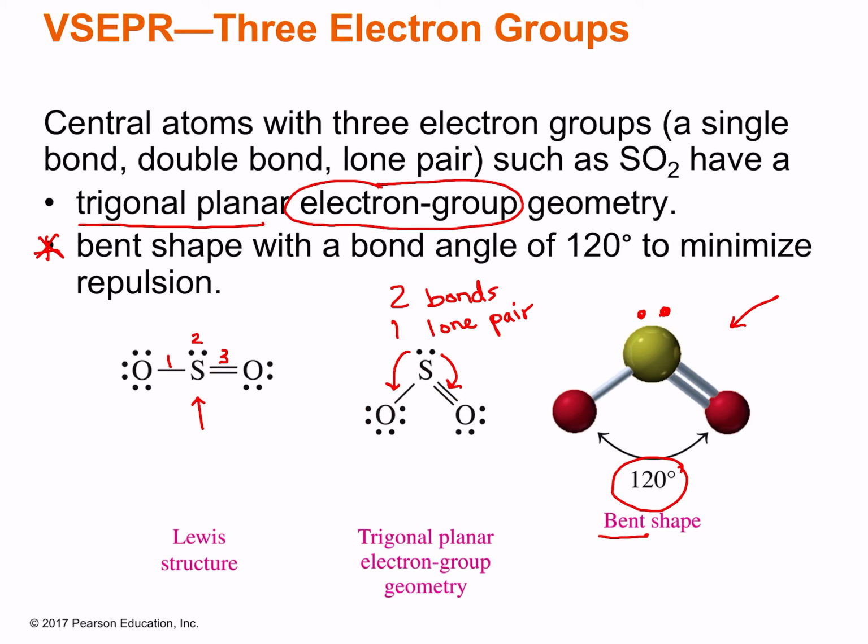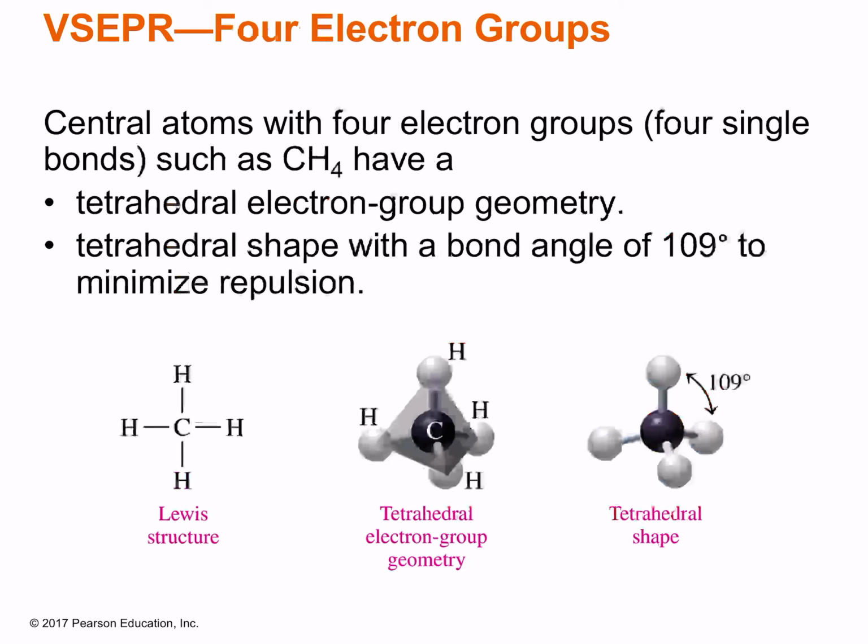All right, so we've done 2 electron groups. We've done 3 electron groups. Now let's go to 4 electron groups, and that's the most we're going to do. We're not going to do anything else. So 4 electron groups. Here, this is methane, carbon tetrahydride, and there are 4 things bonded to the central atom, right? 1, 2, 3, 4. We have 4 bonds going to the central atom.